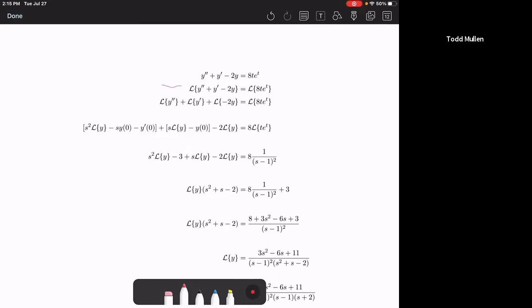So step one is to take the Laplace transform on both sides. So that's what we've done. And then we're going to start using our rules. So we start with linearity. We can break up these sums and differences into their own Laplace transforms. But then we're going to use our rule for derivatives.